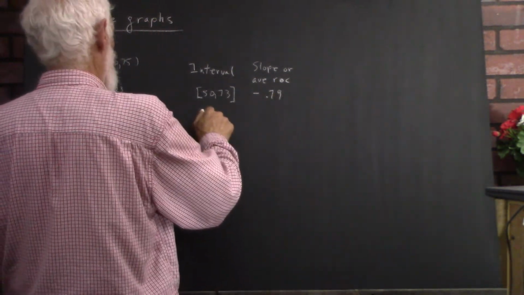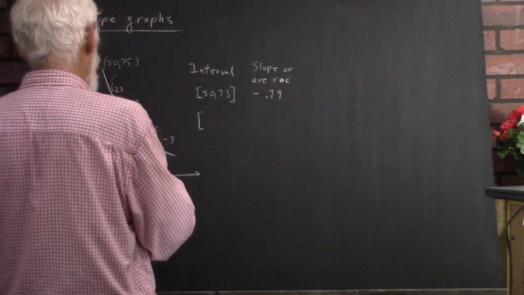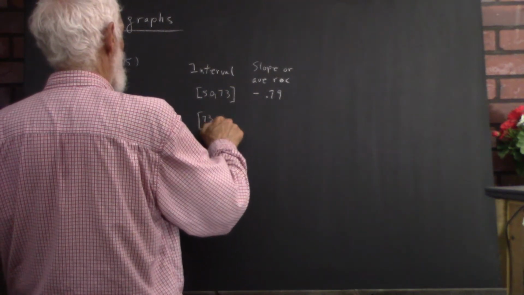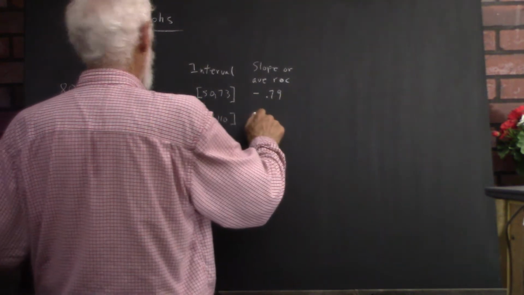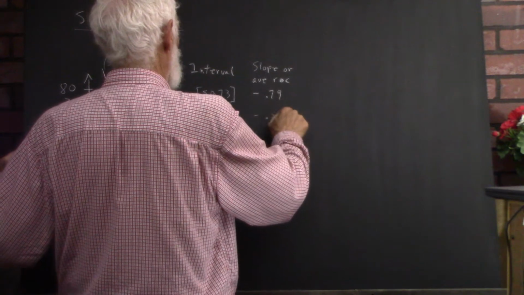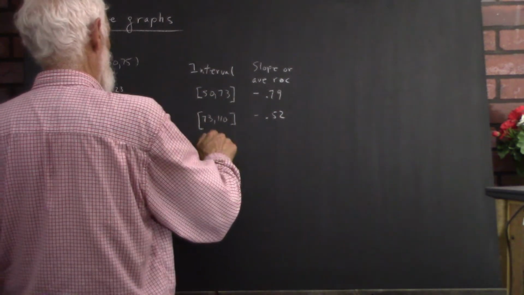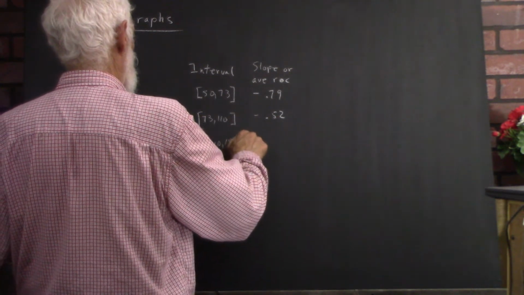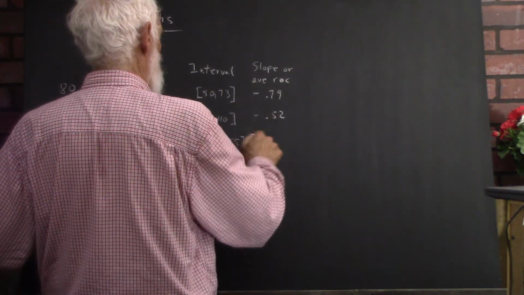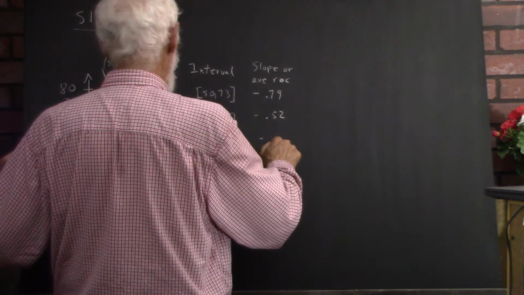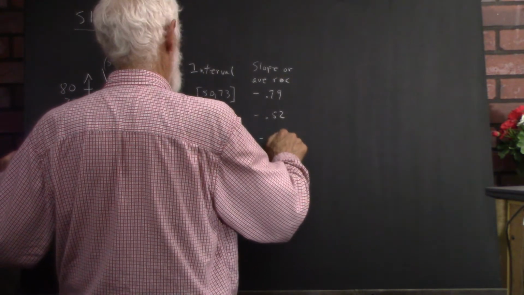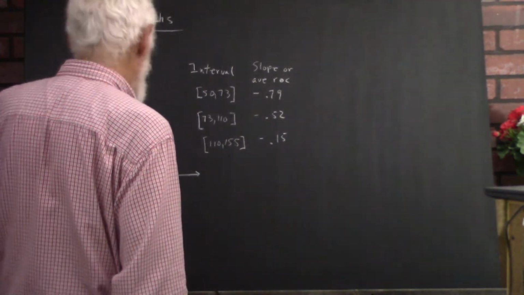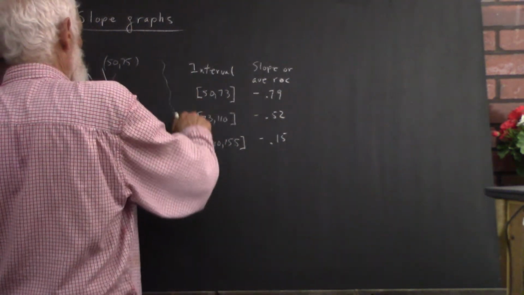Okay? Next interval is 73 to 110. And we have negative 0.52. And then we have the interval 110, 155, and a slope of negative 0.15, approximately.